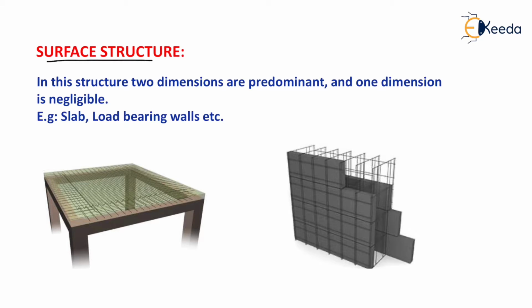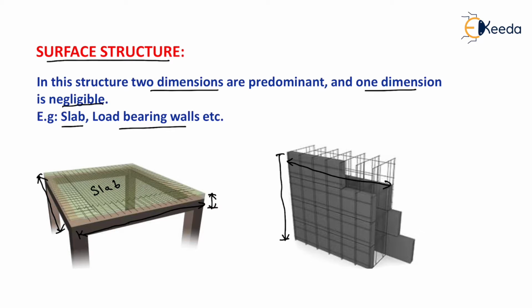Now what is surface structure? In skeleton structure only one dimension is predominant, but in surface structure 2 dimensions are predominant and one dimension is negligible. For example, slab, load bearing walls. Now this is a slab. For this slab, length and width are predominant as compared to its thickness. So it is known as surface structure. Similarly, for the load bearing wall, height and length are predominant as compared to its thickness or its width. Now that load bearing wall is also a surface structure.